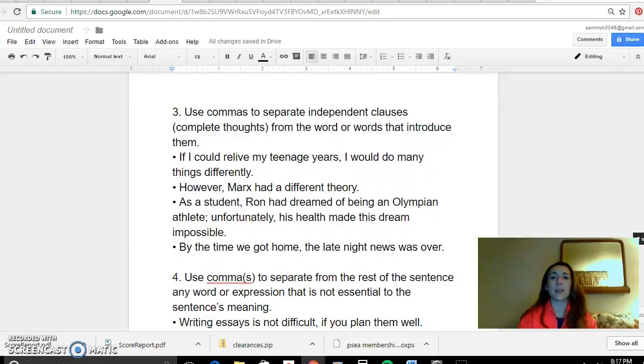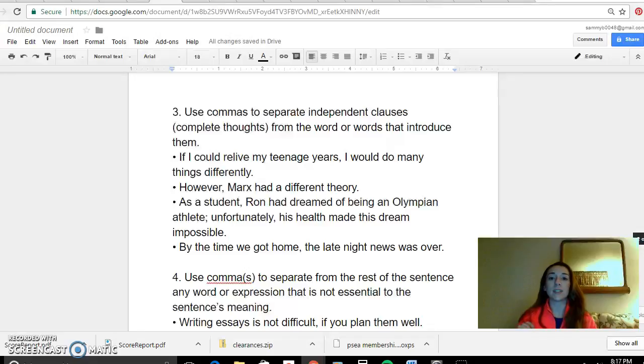Use commas to separate independent clauses from the word or words that introduce them. So when we use introductory phrases, we need to use commas afterwards to separate it from the complete thought. If I could relive my teenage years, I would do many things differently. We used a comma because we used an introductory phrase that can't stand on its own, but it explains what we're going to say next.